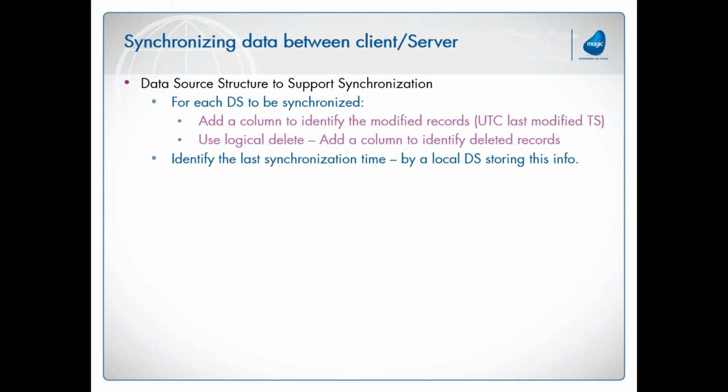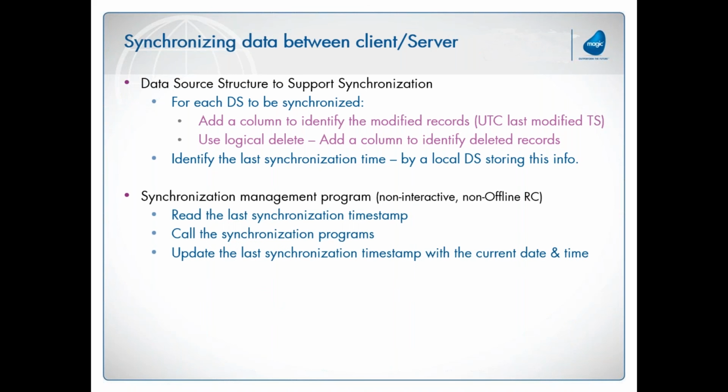Now, the next thing you need to do is to have an additional data source, usually with one field and one record, which stores the timestamp of the last synchronization. So whenever you do a synchronization, you're going to update this timestamp. You might need two fields. One is for synchronization from the server to the client. The other is from the client to the server. Depends on your application. So if you are going to do it all at once, you can use one field. If you're going to do it with different periods, then you can do it with two fields.